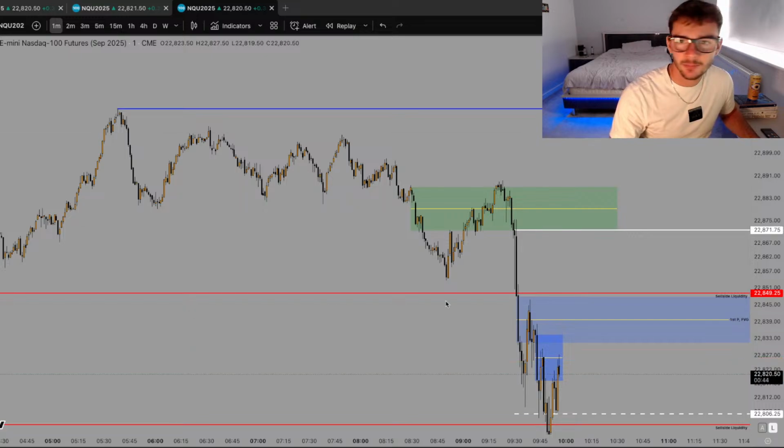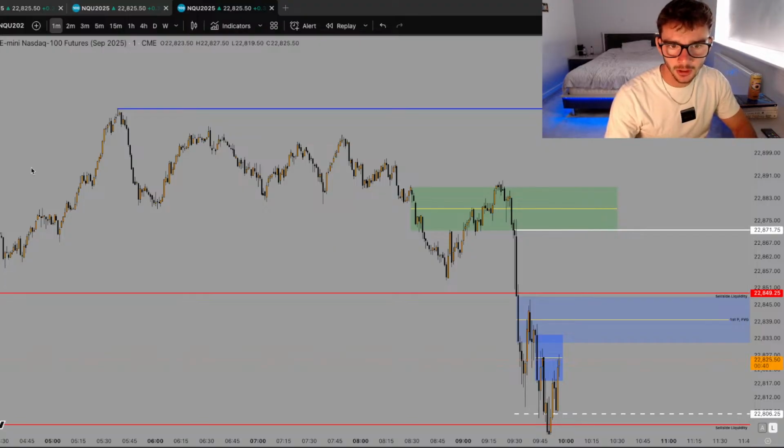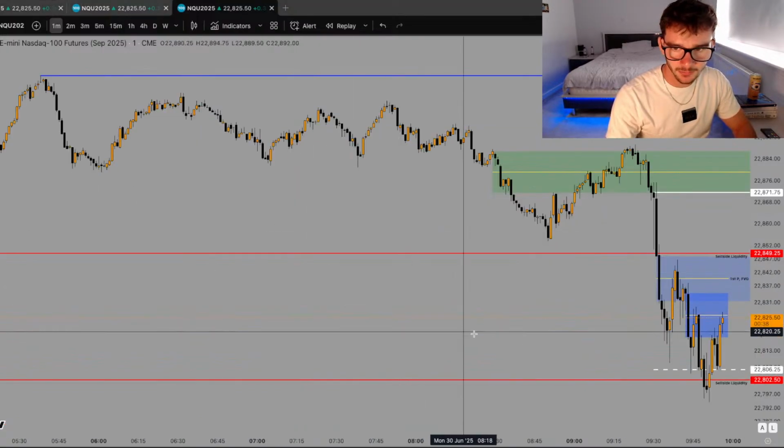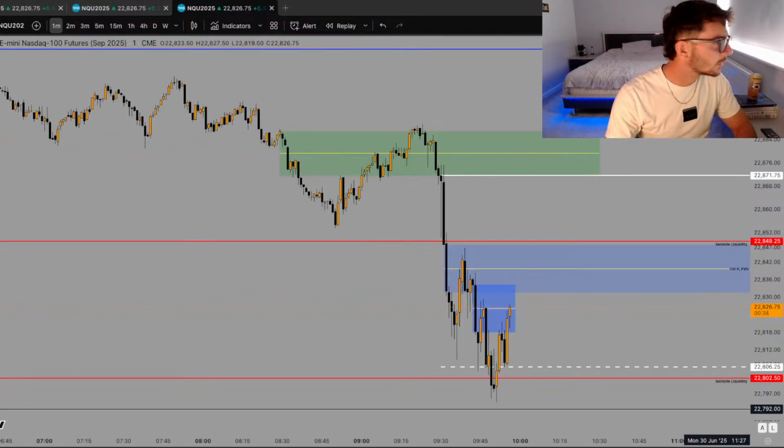I've just realised that my layouts aren't synced up from my 15-minute chart and my 1-minute chart, which is weird. I don't know why it's doing that.